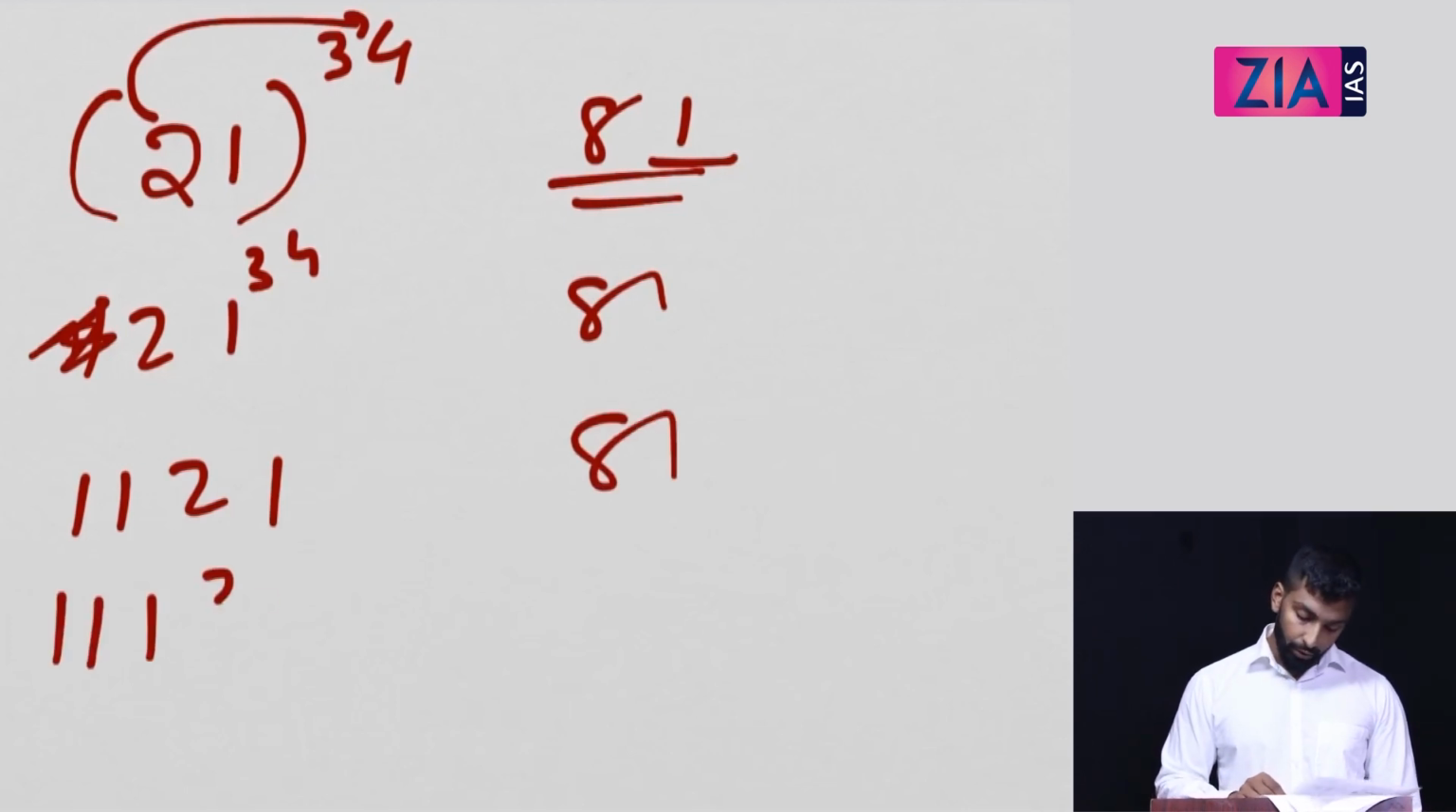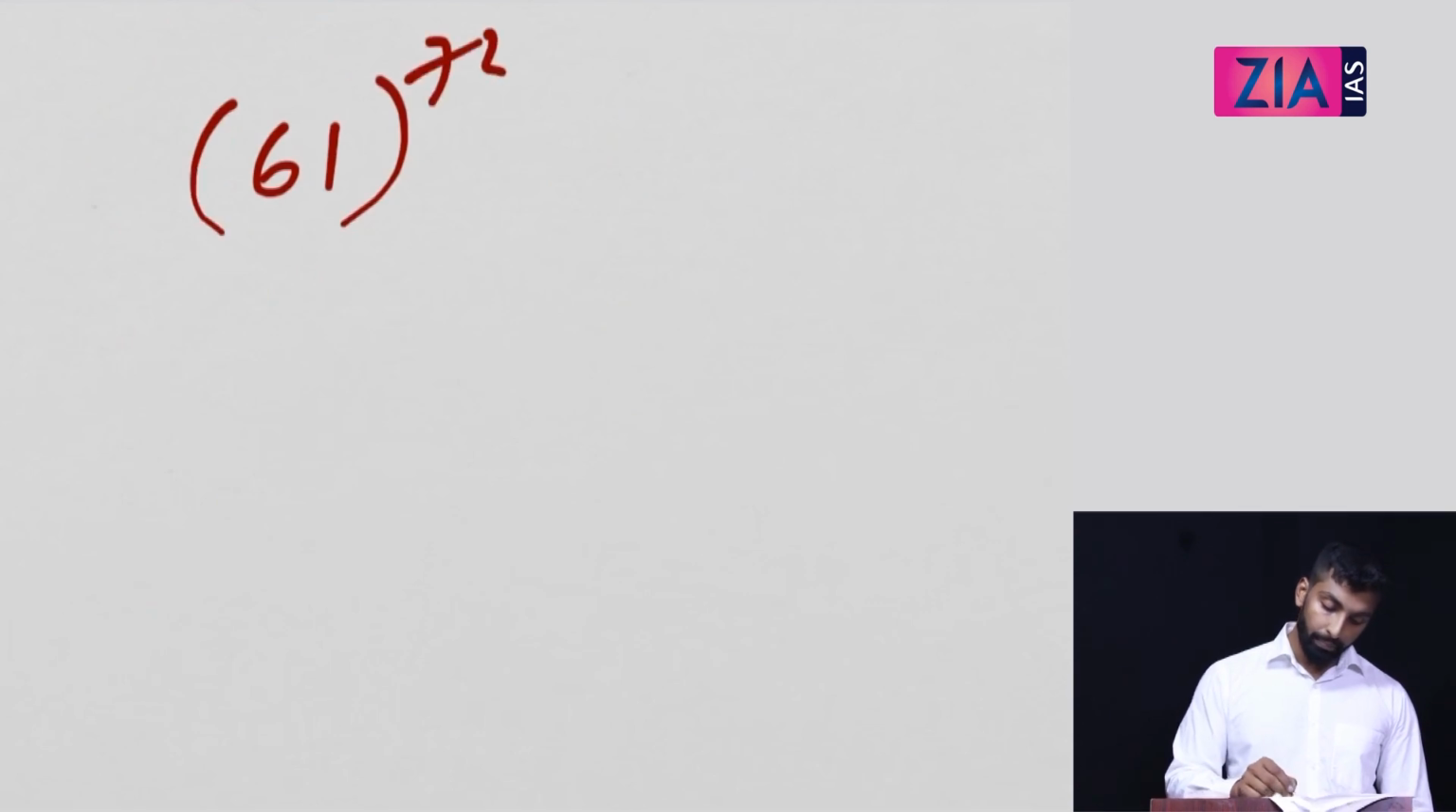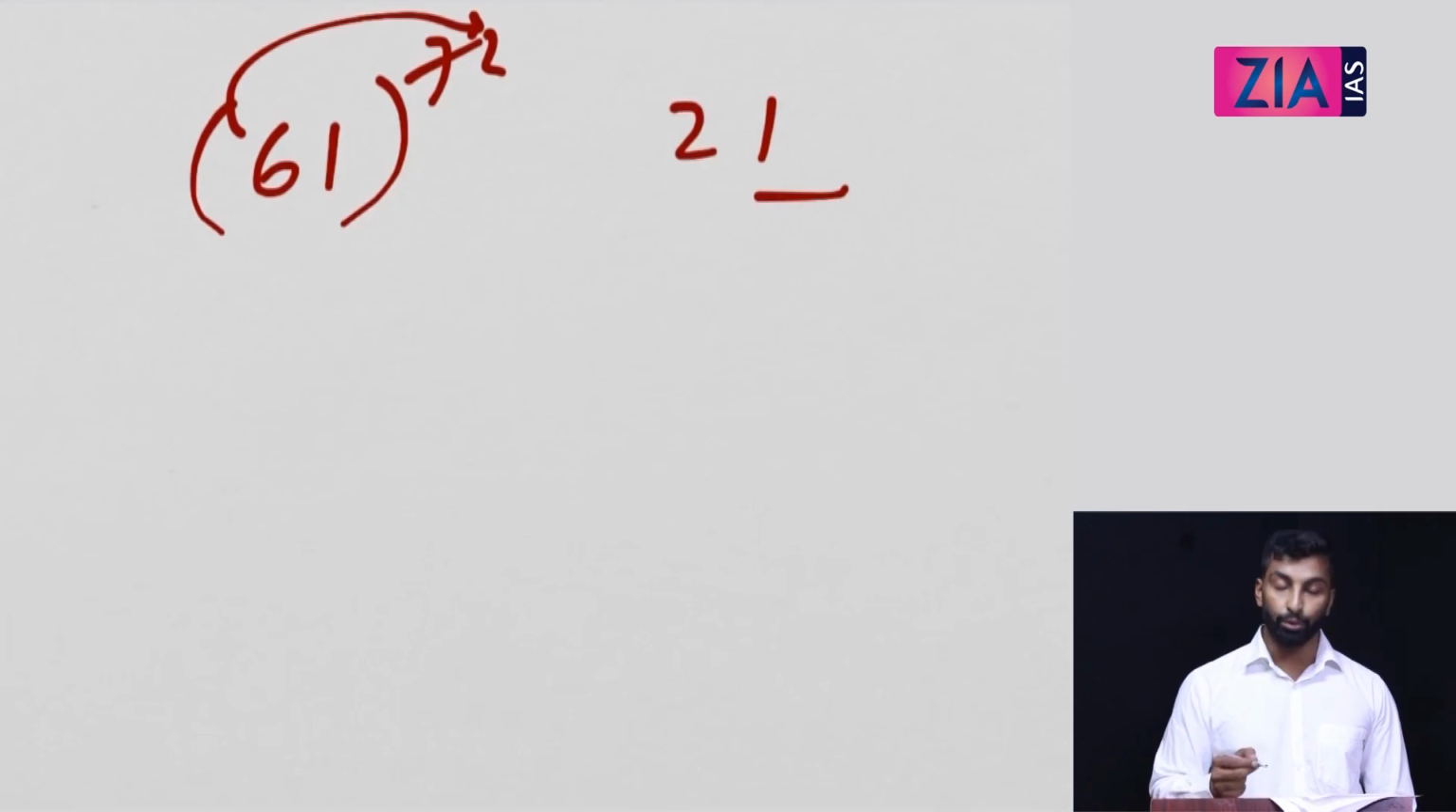If it is 11 raised to 21, still it is 81, right? What if it is 61 raised to 72? Last digit will be 1, previous will be 6 into 2, 12, I'll write it as 2. So here the number is ending in 1.